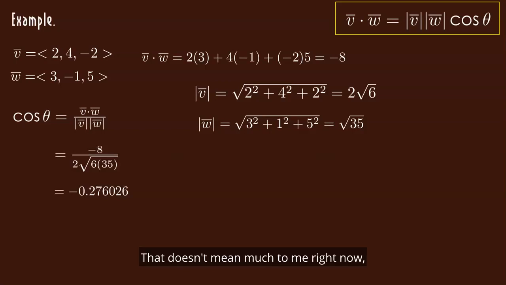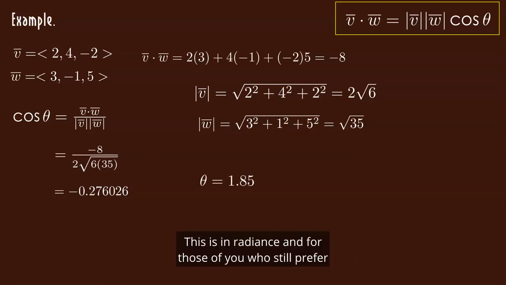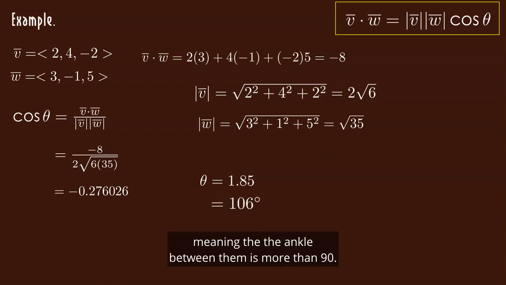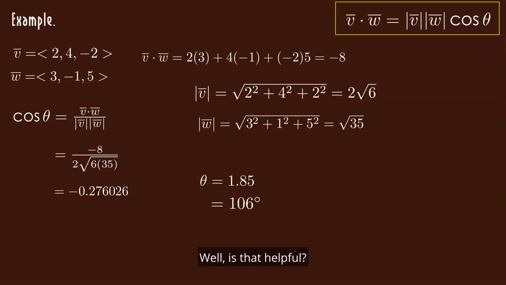0.276026. Yippee, that doesn't mean much to me right now, but I can take the arc cosine of both sides and get that theta is equal to 1.85. This is in radians, and for those of you who still prefer degrees, it's 106 degrees. So I know that the two vectors are obtuse, meaning the angle between them is more than 90. Well, is that helpful? Does that help me do anything?